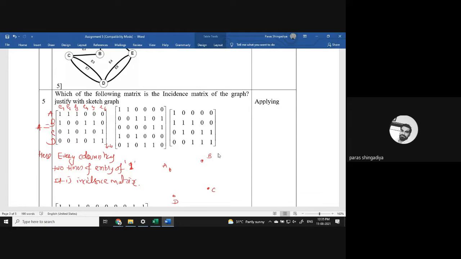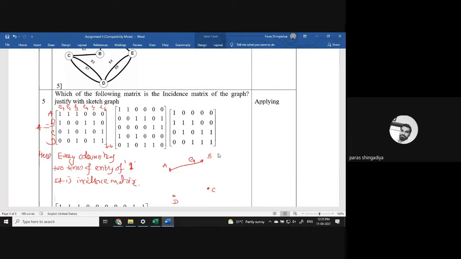ठीक है? Because entries of 1 are placed at first row and the second row. Okay. So E1 will be mapped in between A and B. So connect A and B and mention the edge notation is E1. Okay. Now do it for second column. So in the second column it is for E to H.